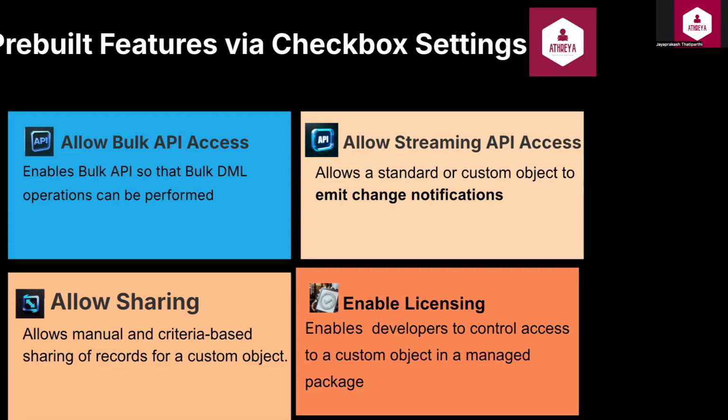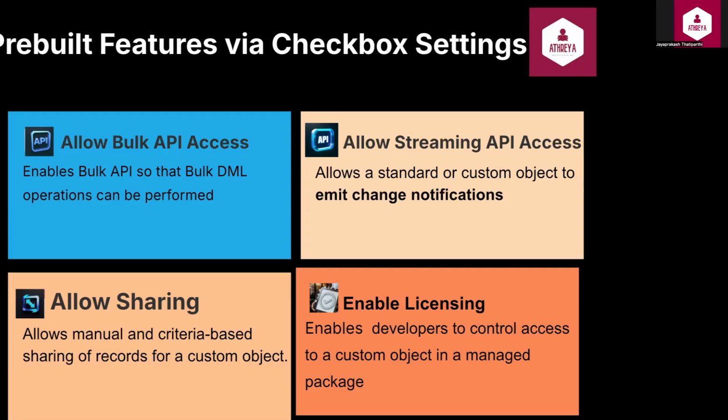The next setting that we are going to talk about is Allow Sharing, which allows manual and criteria-based sharing on records for a custom object. It activates Salesforce record level sharing model for that object, giving admins and developers more control over who can see what. Behind the scenes, when you check Allow Sharing on a custom object, Salesforce enables the sharing infrastructure for the object. A sharing table is created in the background.